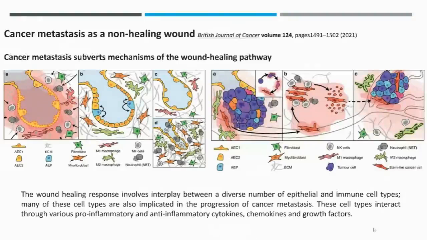So the wound healing response involves, as we have seen, interplay between diverse cell populations, right? And these diverse cell populations are the exact ones that are involved in the progression of cancer metastasis as well. So my next goals will be to basically characterize some of those cell populations, and I want to tie this to the wound healing characteristics.